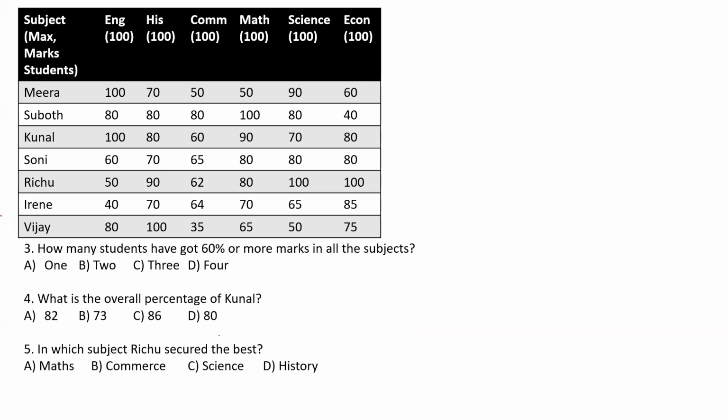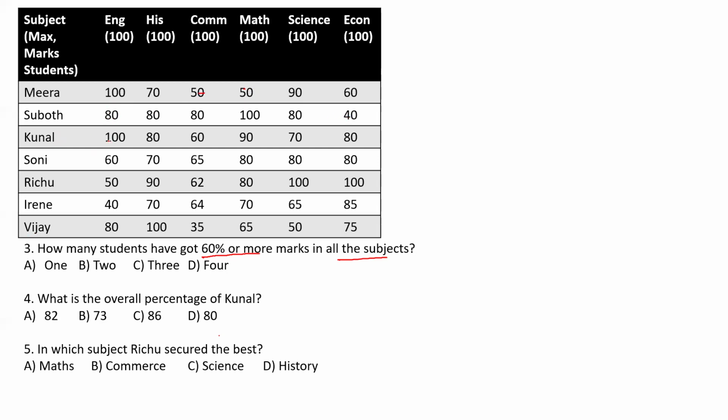For the third question, how many students have got 60% or more marks in all the subjects? So they have given the base mark as 60%. If they are getting 60 or more in all the subjects, we need to consider. Here 50 and 50, they are getting, so Meera is eliminated. Next, Subodh also has 40 here, so the person is eliminated.